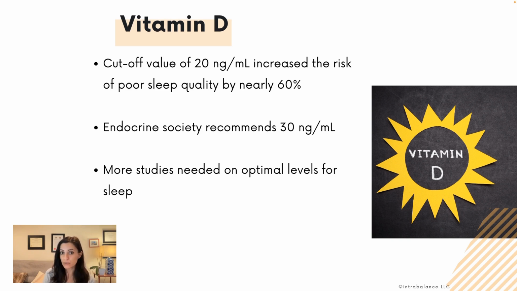The Endocrine Society recommends repleting vitamin D levels if the levels are less than 30. Some studies suggest that an optimal level is around 40 to 60. More studies are needed to determine what the optimal levels are. In my patients, I usually aim for a level of between 40 and 60.